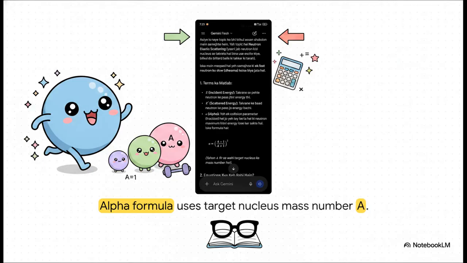In the math here, it's beautifully simple. To calculate alpha, the formula is just A minus 1 divided by A plus 1, entirely squared. But what's A? Well, A simply represents the mass number of our target nucleus. In everyday terms, A is exactly how heavy the obstacle is that we're putting directly in front of our invisible bullet. The math here is incredibly elegant because it tells us that the exact amount of energy the neutron is going to lose depends entirely on the weight of the target.